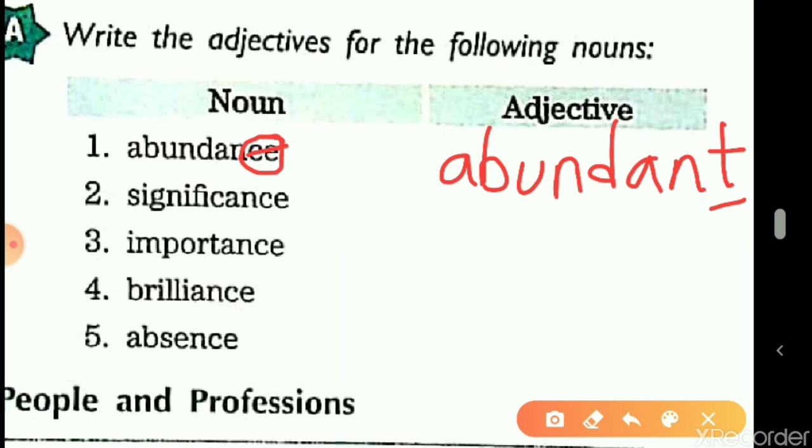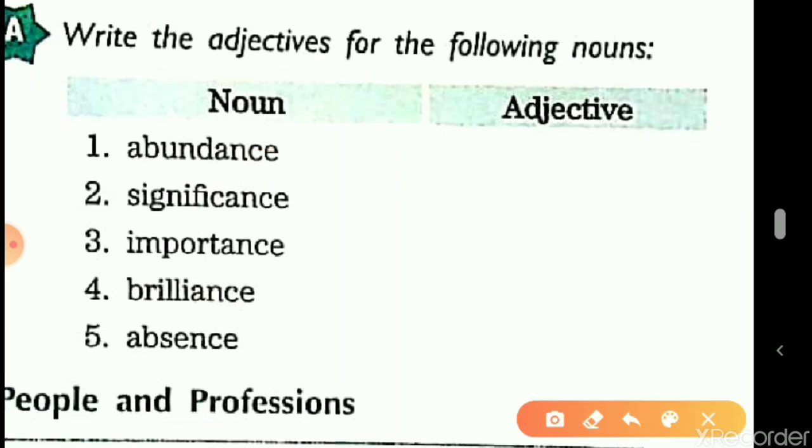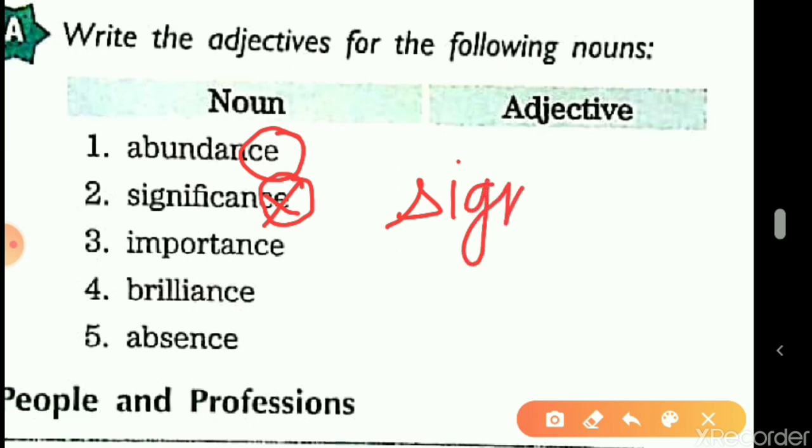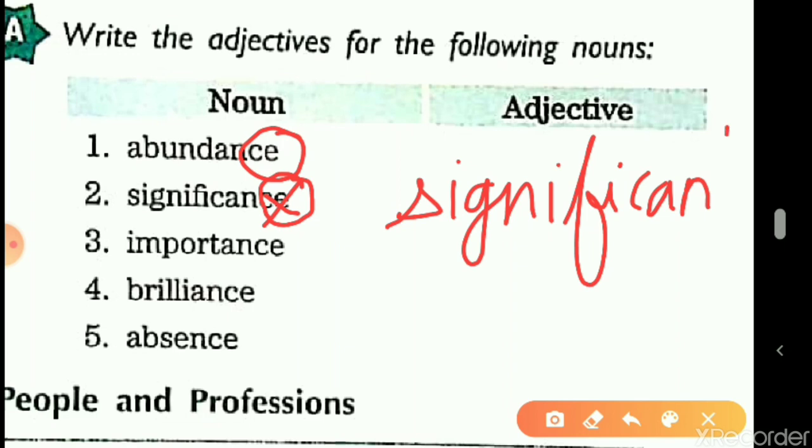Now the second one, you just need to keep in mind that you need to remove the ce. The second one, children, is significance. Now we need to remove the ce. हम ये ce को remove करेंगे तो हमारा क्या हो जाएगा, significant. और c की जगह हमने क्या ऐड किया बेटा, t. So significance will become significant and significant is an adjective.